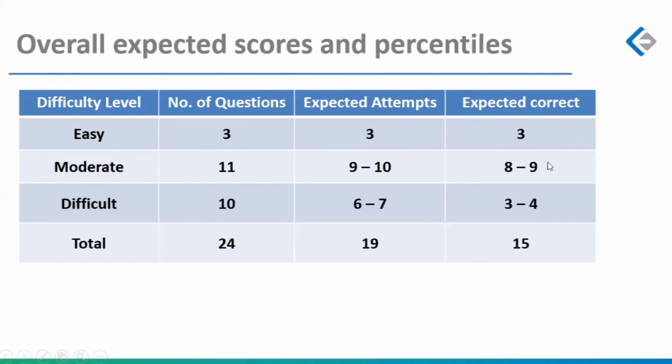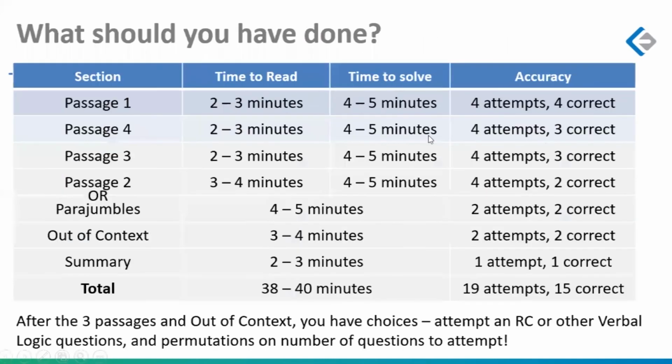So this is what was the expected outcome, and this is what you should have done. Start with the first passage, easiest to read, 3 minutes to read, 4 to 5 minutes to solve, and get 4 attempts, 4 correct. Yes. People who are getting 98, 99 and 100 percentile in verbal, sorry, you have to get into the habit of 4 out of 4 correct.